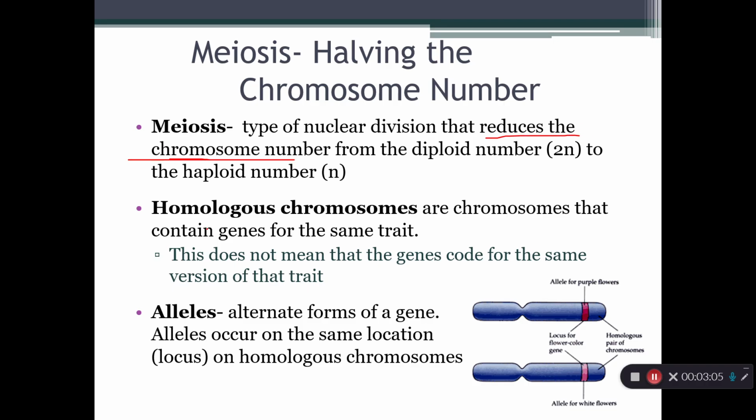Okay, homologous chromosomes, that's the pairs. HOMO means same. And so homologous chromosomes are chromosomes that contain genes for the same trait. This does not mean that the gene codes for the same version of that trait. So you have one from mom and one from dad. For example, what your earlobe looks like on chromosome number 1, one from mom and one from dad. That's homologous chromosomes.